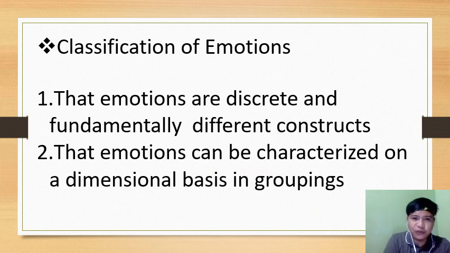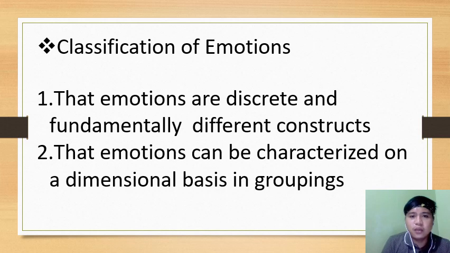We have here classifications of emotion. Emotion classification means by which one may distinguish or contrast one emotion from another. It can be labeled according to different theories. So the first classification of emotion is that emotions are discrete and fundamentally different constructs. Ang sinasabi dito, in discrete emotion theory, remember the word, all humans are thought to have an innate set of basic emotions that are culturally recognizable.